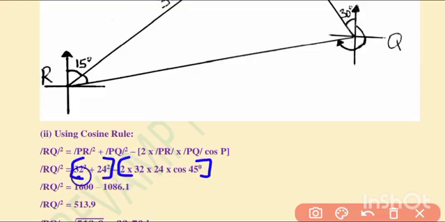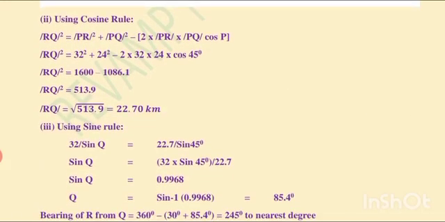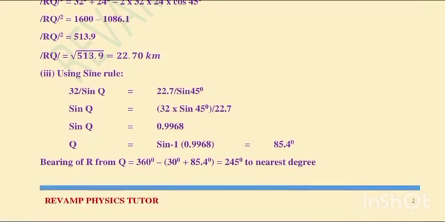Do it separately and do this part separately. So this part will give us 1600, while this part will give us 1086.1. Okay, subtracting 1086.1 from 1600, we have 513 as the value of our RQ squared. Now to get the value of our RQ, we have to find the root of 513, and that gives us 22.7 kilometer. And to two places of decimal, we write it as 22.70 kilometer.